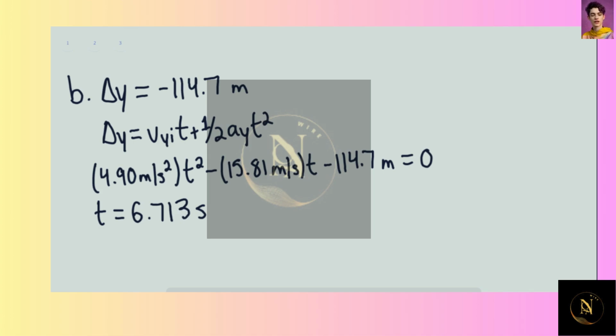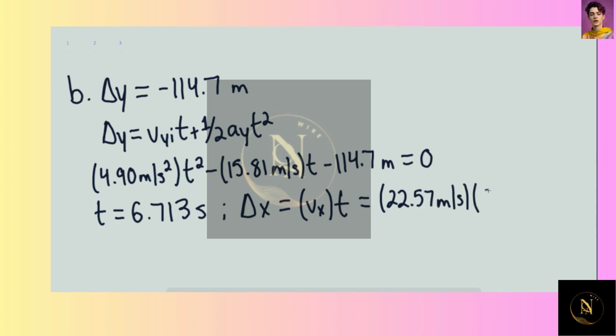So now we can solve for the range, and we can then say that the change delta x would be equal to Vx multiplied by t, because again, there isn't any acceleration, so we don't have to account for the acceleration term. So this would simply be 22.57 meters per second multiplied by 6.713 seconds, and delta x is essentially equaling 151.6 meters.